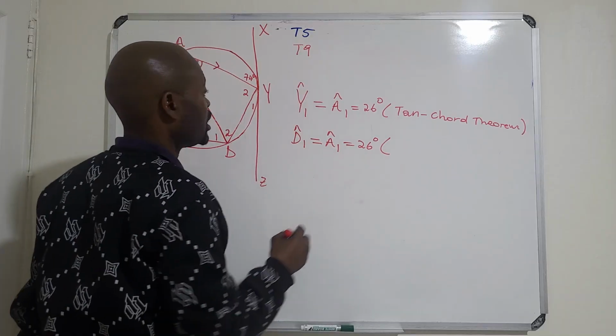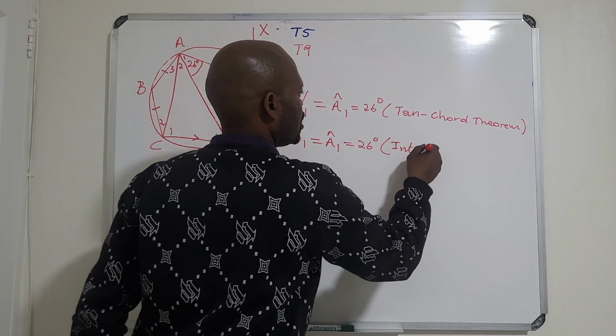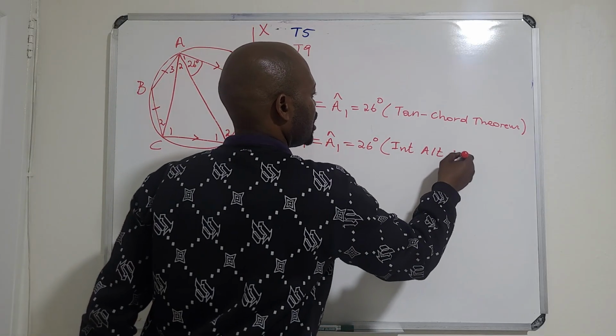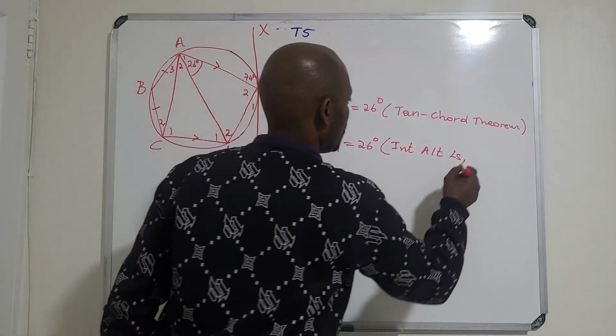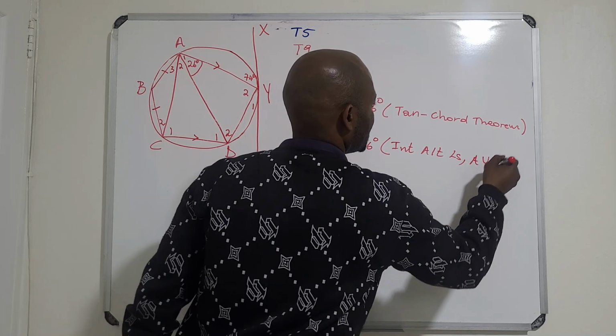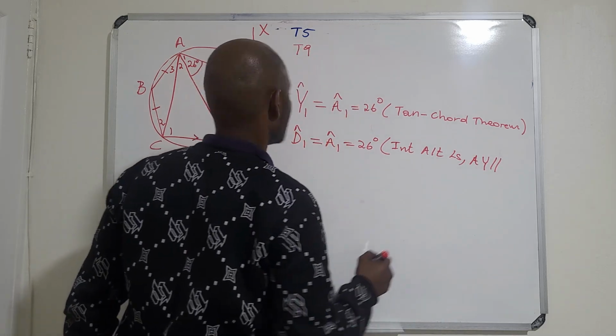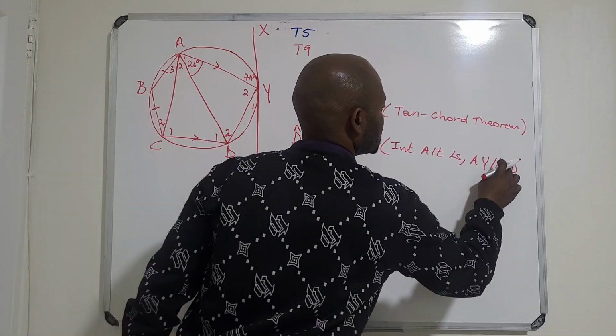Reason: interior alternate angles. Why are they alternating? Because AY is parallel to CD.